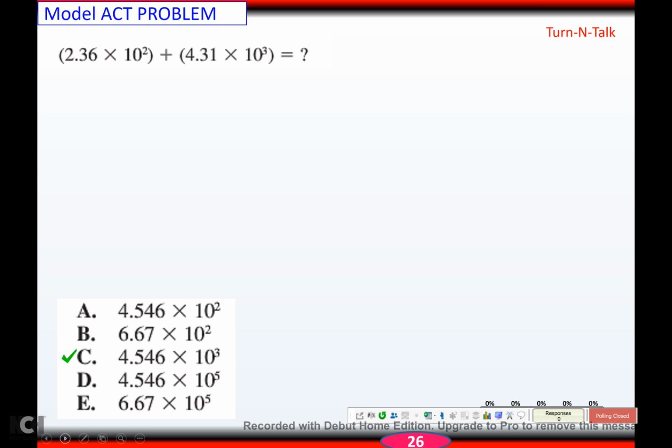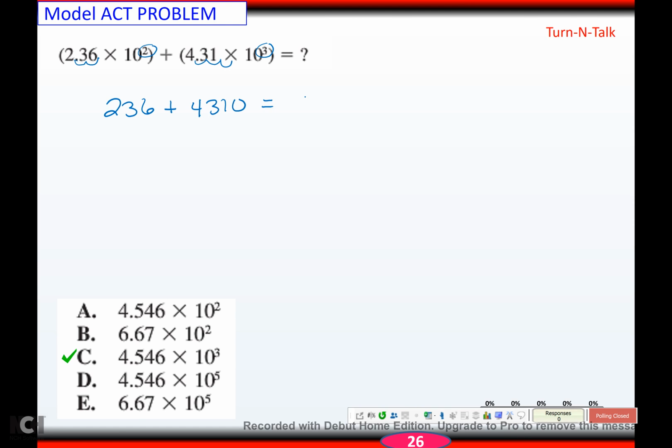And you should have got C. For me, again, I showed you in my tutorials how you can switch your calculator to scientific mode and just type it all in and it'll give you your answer in scientific mode. But you can just do it by hand. 2.36 times 10 to the second means move the decimal 2 places and you got 236. This says move the decimal 3 places. 1, 2, 3 gives me 4,310.